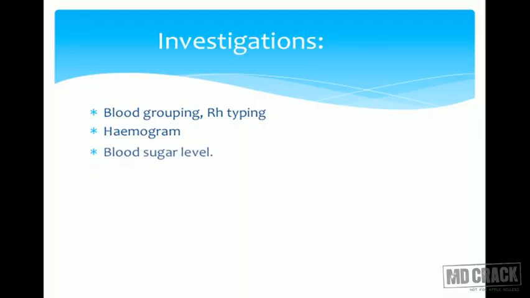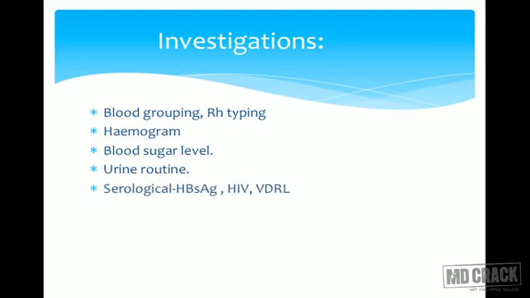Then hemogram, where we want to know her hemoglobin and whether there is any evidence of infection at present. Blood sugar levels to know whether she is diabetic, controlled, uncontrolled. Urine routine, again to see whether there is an infection. And other serological tests: HBsAg, VDRL and HIV. Because that patient may need surgical treatment, so for our staff, for ourselves, we have to know the status of the patient, whether she is HBsAg positive, HIV positive or VDRL positive.